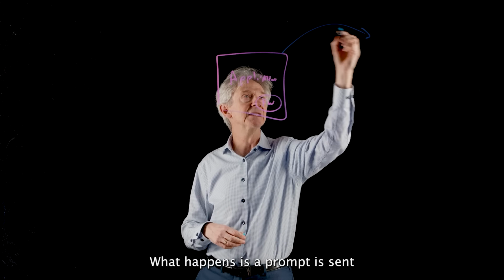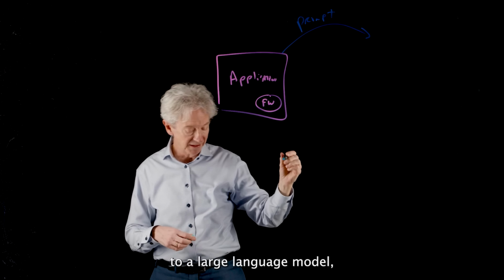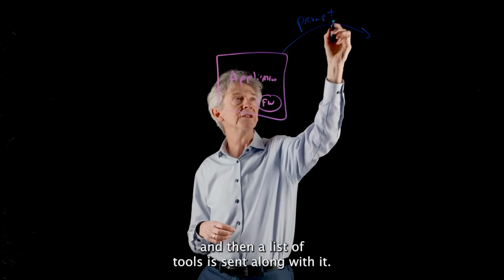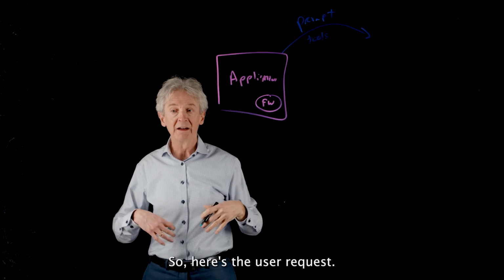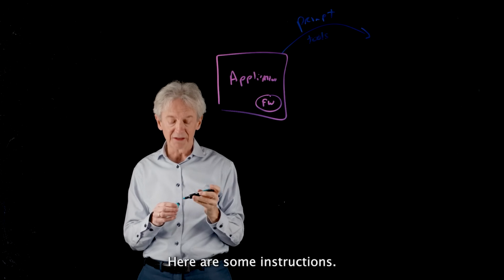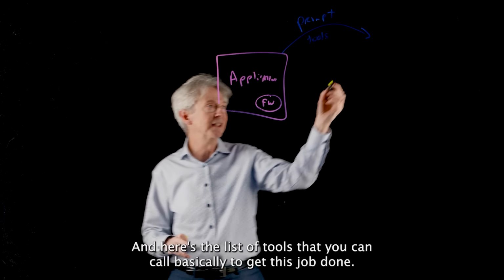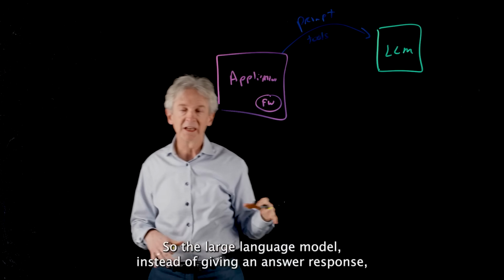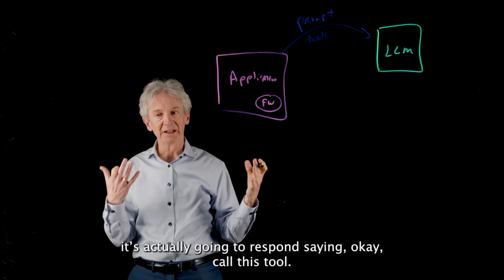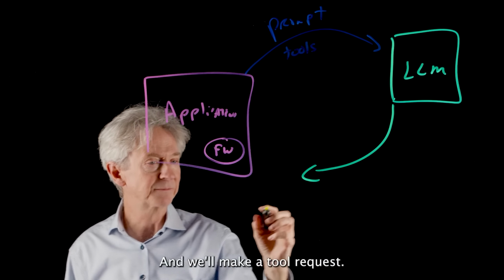What happens is a prompt is sent to a large language model, and then a list of tools is sent along with it. Okay, so here's the user request, here are some instructions, and here's the list of tools that you can call, basically, to get this job done. So the large language model, instead of giving an answer response, it's actually going to respond saying, okay, call this tool. And it'll make a tool request.